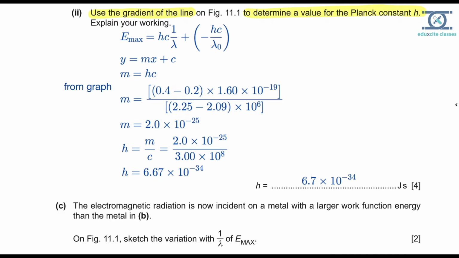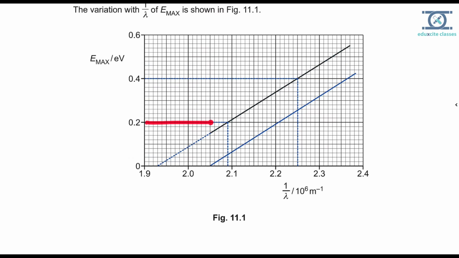Because we know that the equation is hc by lambda equals hc by lambda naught plus kinetic energy. So the kinetic energy will be hc by lambda minus hc by lambda naught. So this is where I am getting. Now comparing this with y equals mx plus c, using the two values which I have shown in the graph.